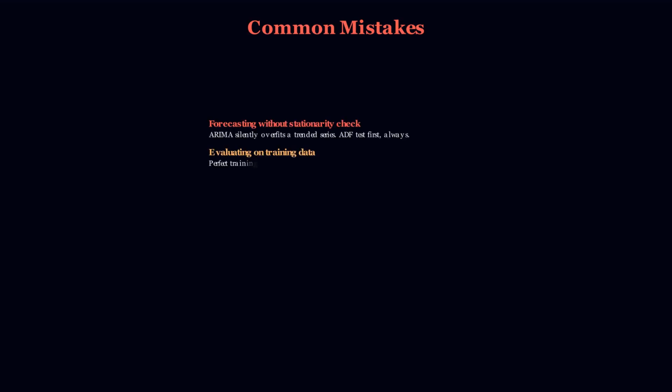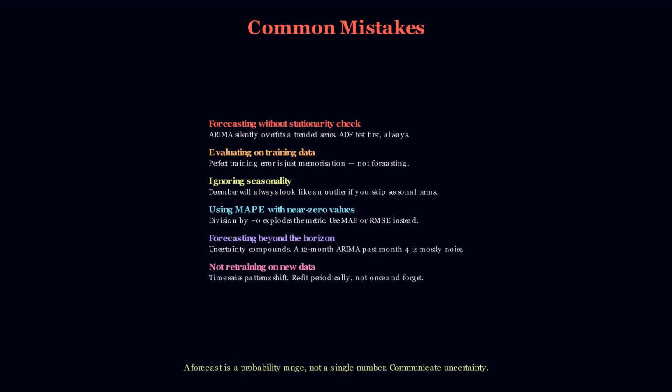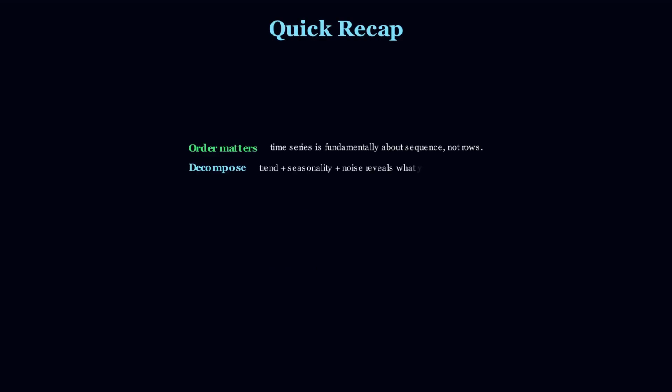A few mistakes come up constantly here. Forecasting without checking stationarity first. Evaluating on training data. That's just memorization, not forecasting. Ignoring seasonality and wondering why December is always wrong. Using MAPE when your series has 0 or near 0 values. It explodes. Trusting the model beyond its forecast horizon. Uncertainty compounds fast. Quick recap.